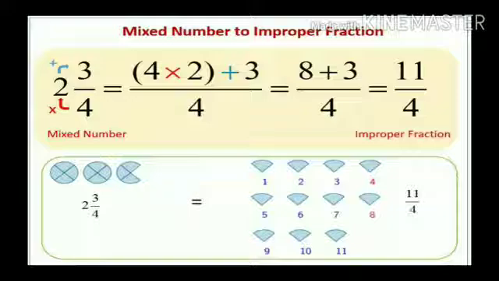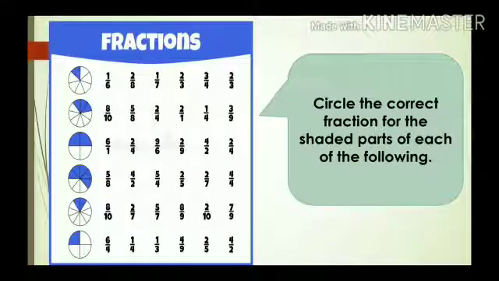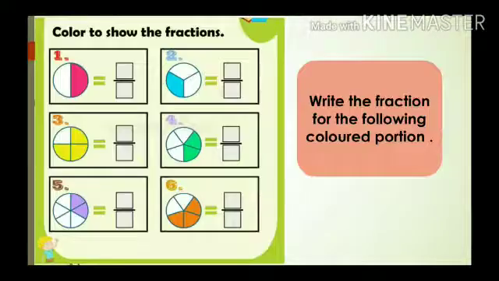Now I hope you understood all of these. Here I'm giving you an activity, so you have to do it in your rough copy. Here some circles are given with shaded parts, and you have to circle the correct fraction for the shaded part of each of the following. And in this activity you have to write the fraction for the following colored portion. So do it in your rough copy as the activity. That's all for today.